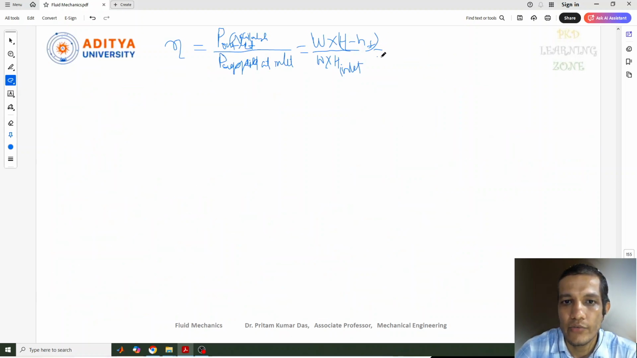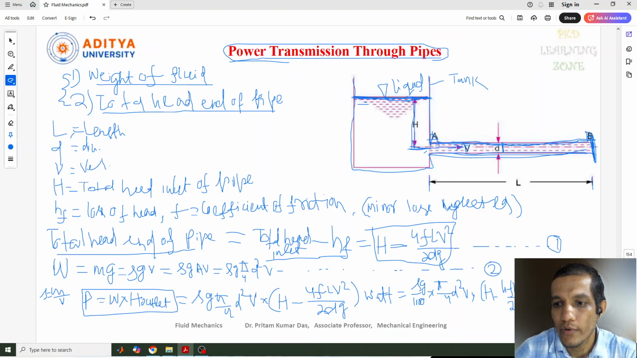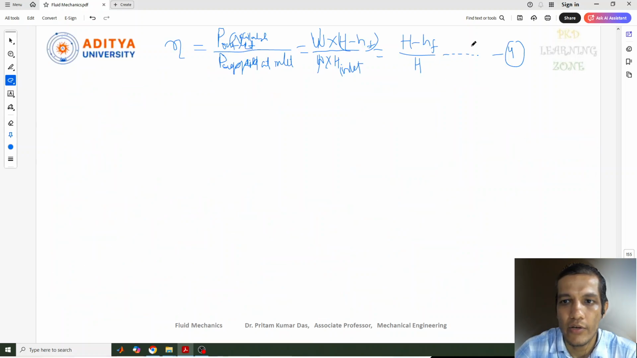So here also the same H minus HF we can write. Now if you write this, we can cancel this W and W, and we get H minus HF by the head at the inlet condition. This one you can give equation 4. Previously, up to equation 3 we have given. Now we can give equation 4. So this is for the efficiency of the power transmission.